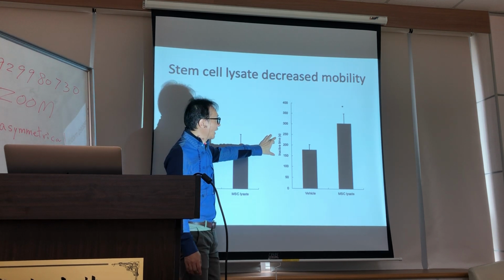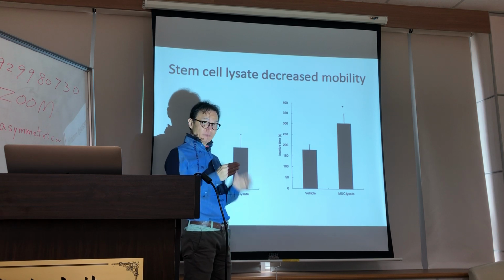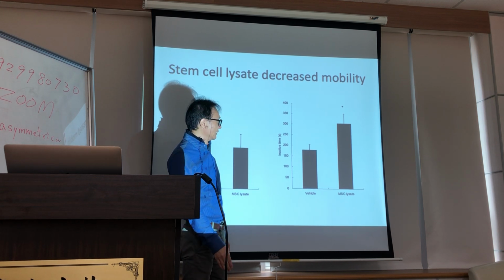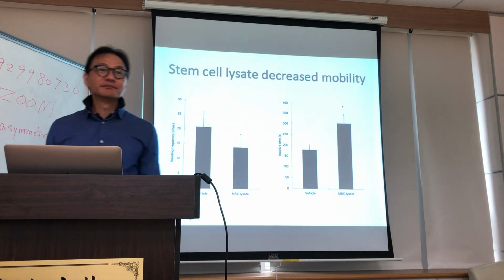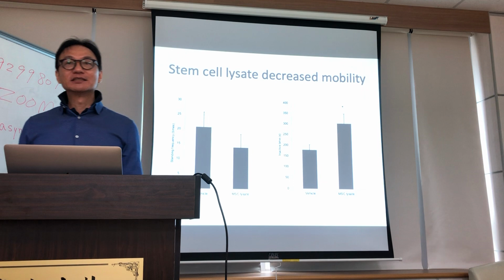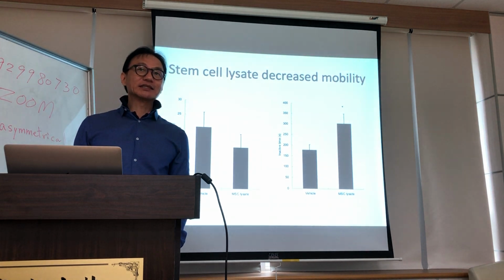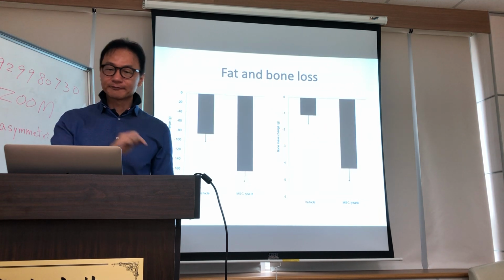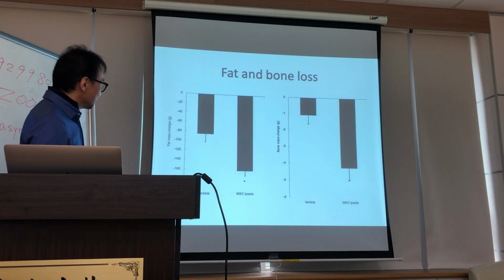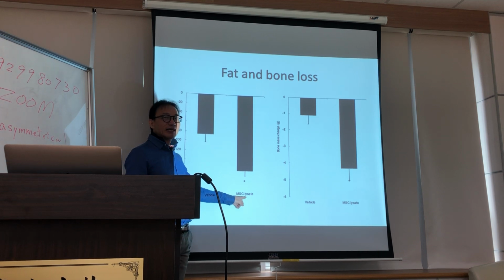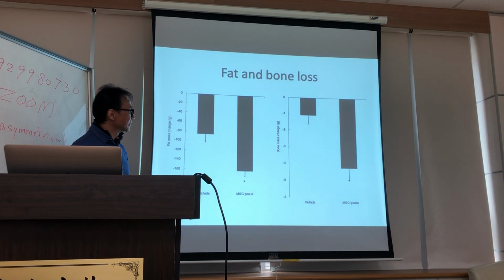And if you look at the inactive time, it means the animals stop there and move, stop there and move. The time between the movements, you can see the mesenchymal stem cell lysate group has much more inactive time. So that is the indication that vitality, physical vitality, is suppressed by the stem cell lysate injection. Okay, then if you look at the fat mass change, you can see the mesenchymal stem cell group has more fat loss, right? Fat cell loss during the late age.